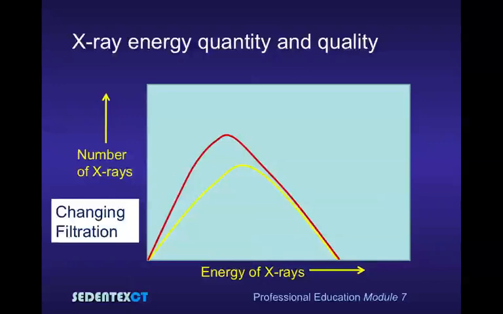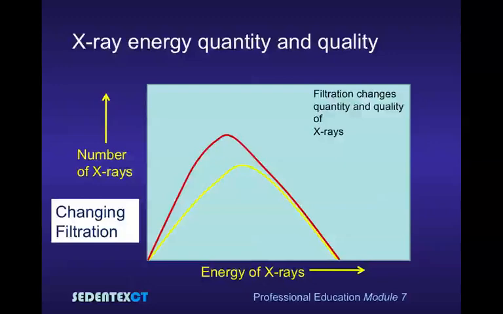If we remove filtration, we will increase the quantity of X-rays but move the peak of the curve to the left, therefore reducing the mean energy of the X-ray spectrum. In other words, filtration changes both the quantity and quality of X-rays.